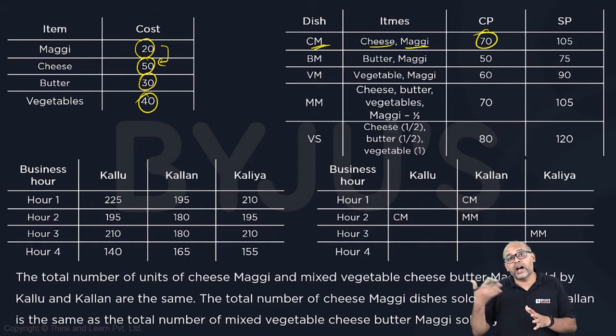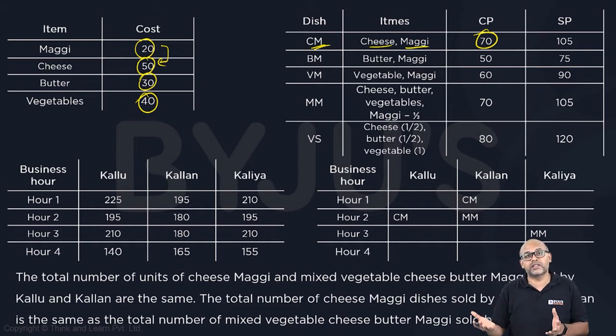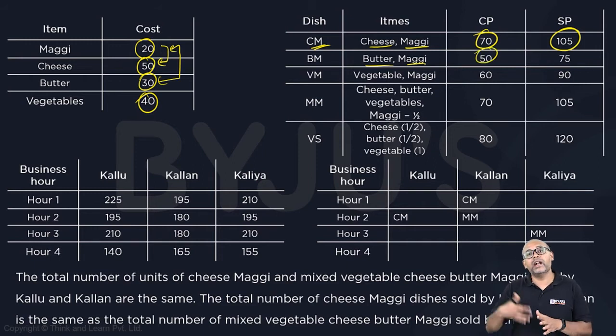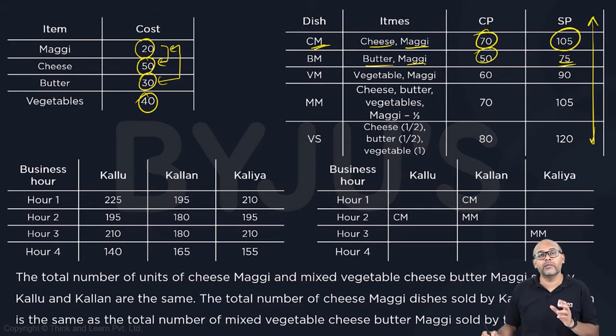And 1.5 times the cost price is the selling price, which means 1.5 of 70 is 105. So this is the selling price of your cheese Maggi. Similarly, butter Maggi is butter plus Maggi. So butter is here, Maggi is here. So 30 plus 20 is 50. And 1.5 times of 50 is 75. So this entire table gives you the selling prices and cost prices of the 5 dishes. Okay. Then what else is given to us?